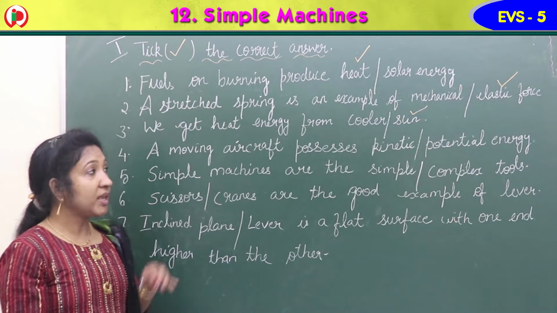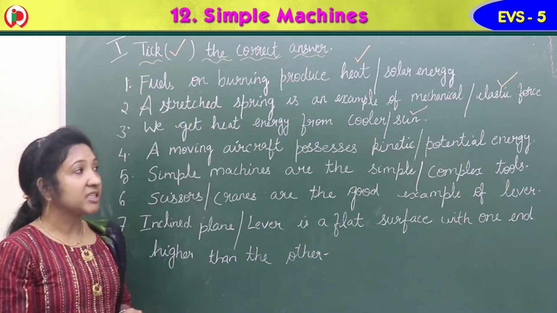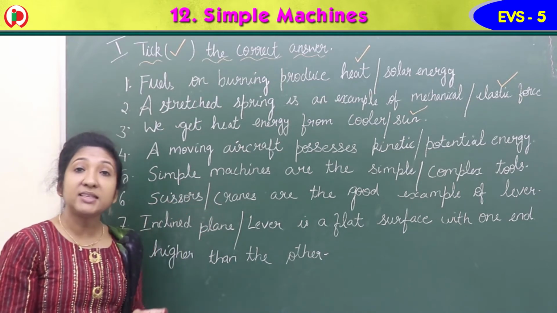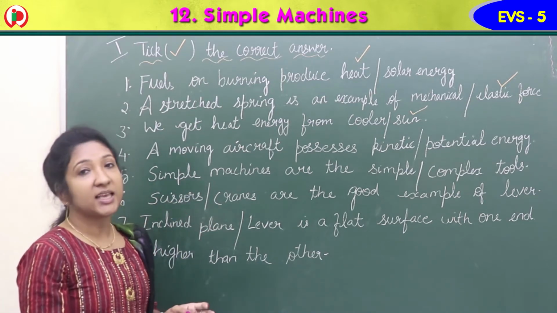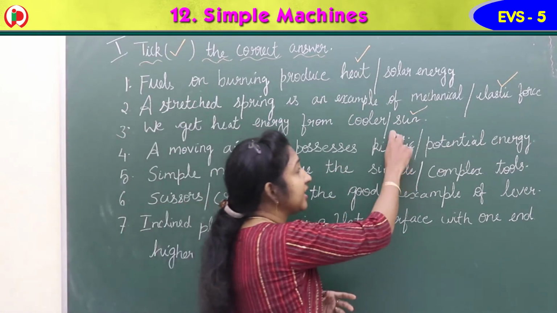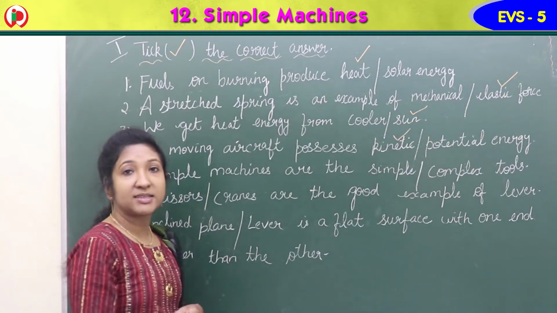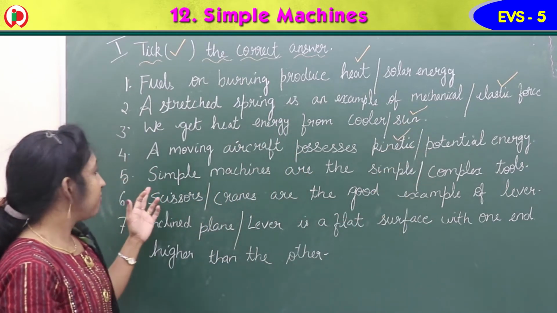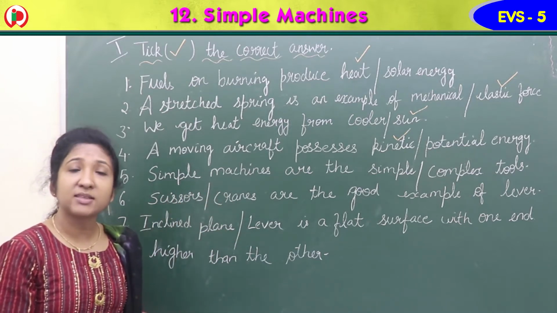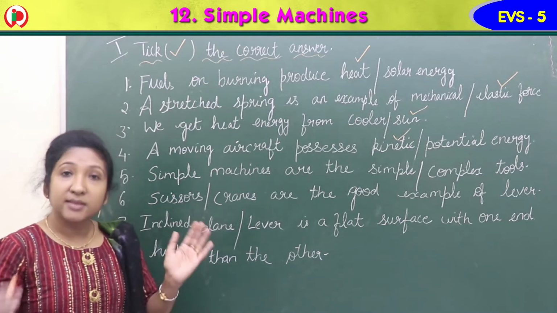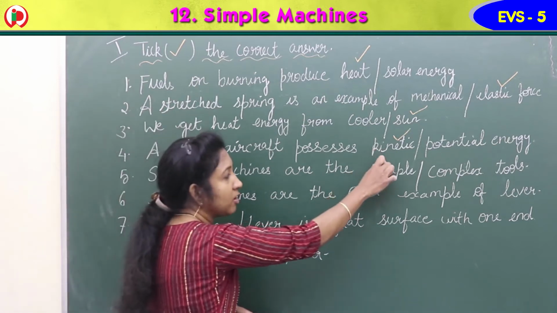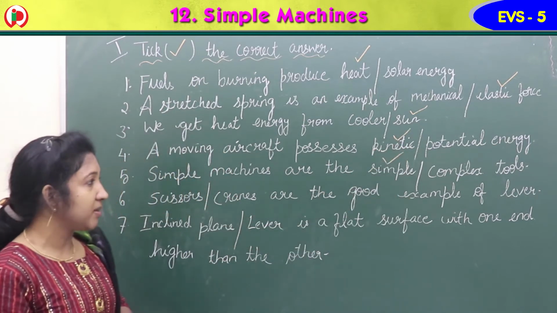Fourth one, a moving aircraft possesses kinetic/potential energy. Which energy? A moving object always possesses, yes, kinetic energy. Moving car, moving aeroplane, all possess kinetic energy. All moving objects possess kinetic energy. Fifth one, simple machines are simple/complex tools. Simple, as the name indicates, simple machines are, yes, simple tools only. So tick on simple.